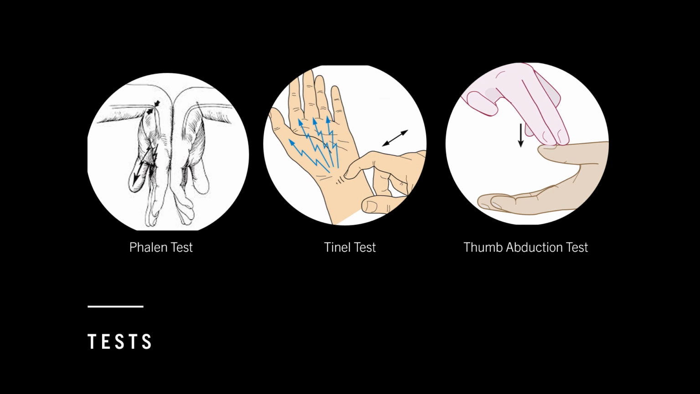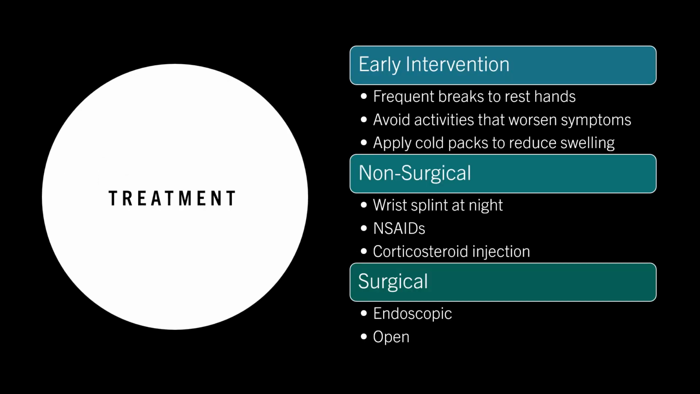And so for treatment, early intervention could be taking frequent breaks, resting your hands, avoiding activities that worsen these symptoms of numbness and tingling, and then applying cold packs to help reduce any swelling that could be there. Non-surgical options could include wrist splinting at night, NSAIDs, and cortisone injections, and then surgical can include either an endoscopic or an open surgery.